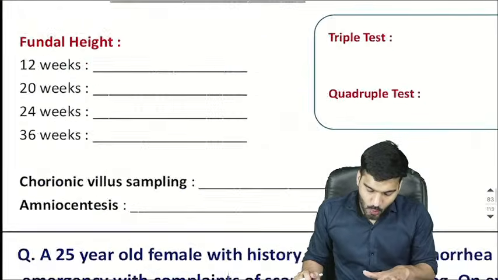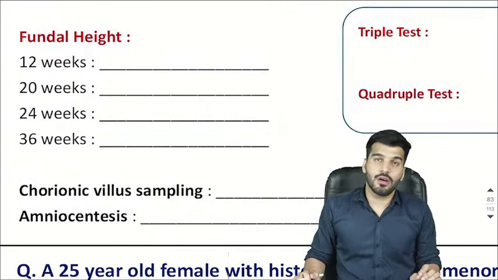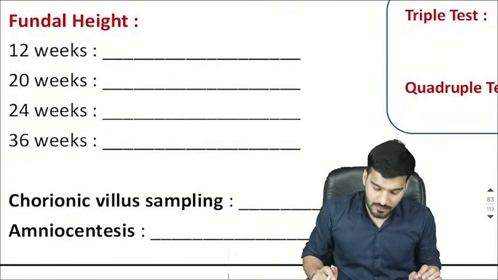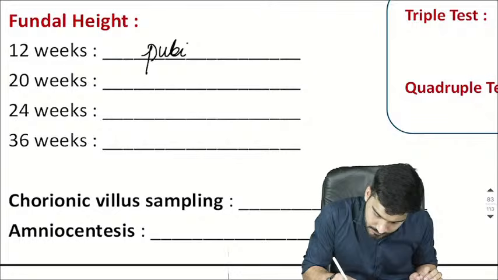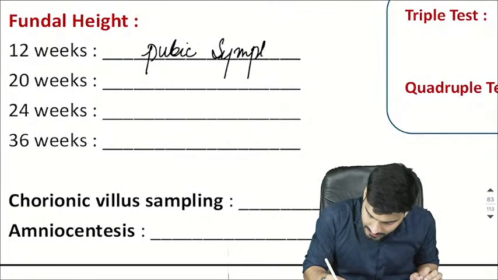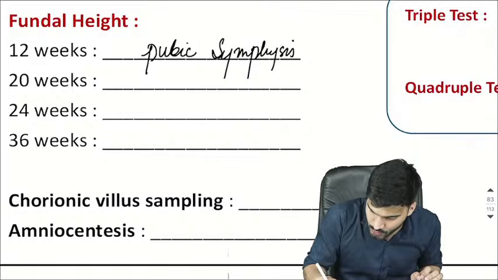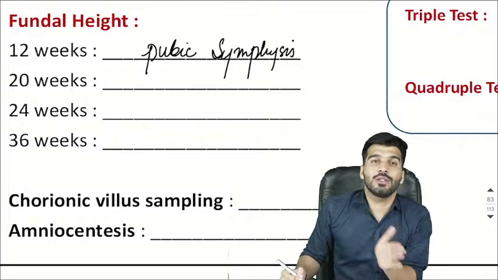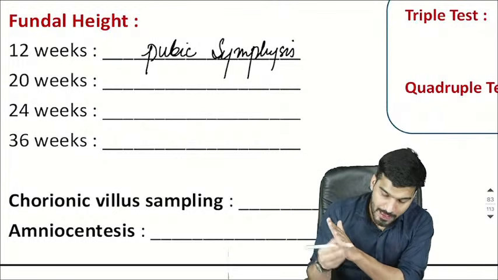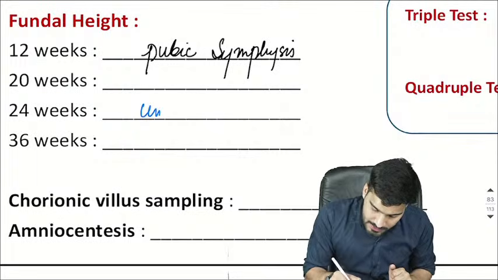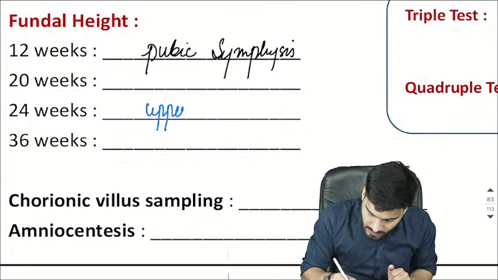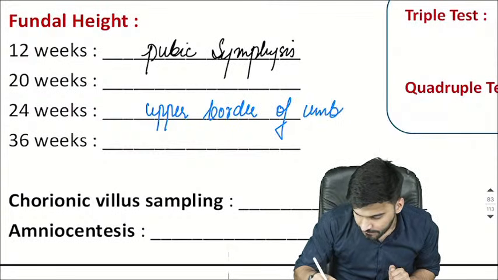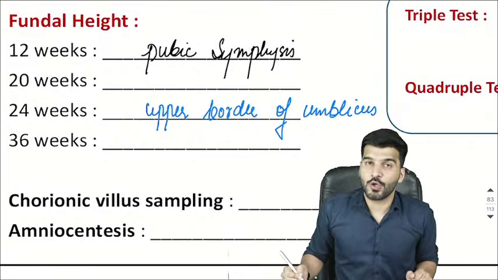Now next to that, we have fundal height depending upon the weeks. So at 12 weeks, the fundal height is at the pubic symphysis. So how do you remember? PUX, 12, 24, 36. At 12 weeks, pubic symphysis. At 24 weeks, it will be umbilicus, but which border of umbilicus? It will be upper border of umbilicus.